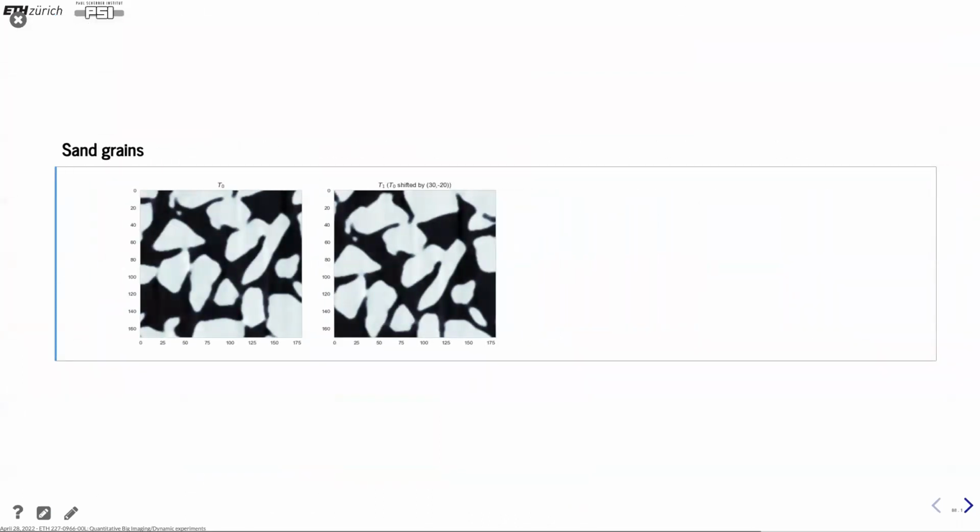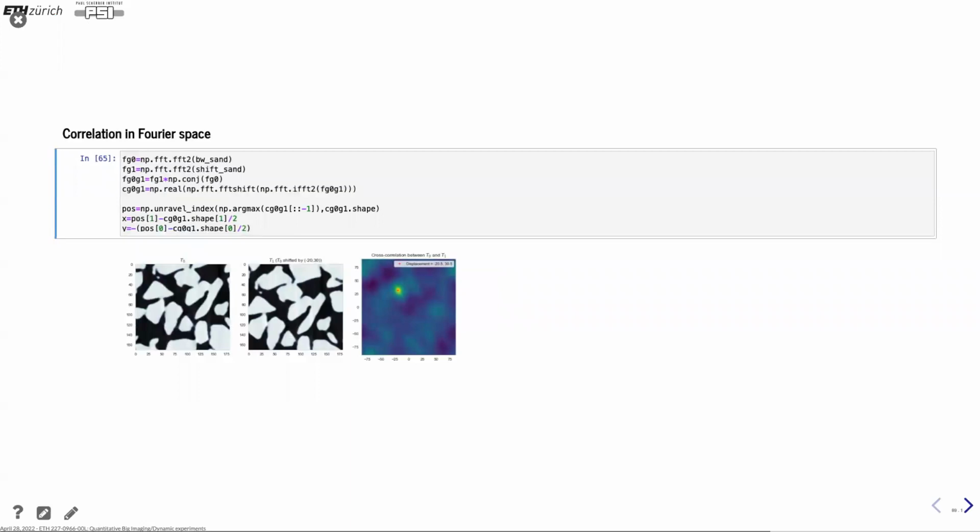We can also look at the sand grains that I showed sometimes. And here I did a displacement of 30 and -20. You can see in particular, looking at this tip here, that it has been moved. And again, looking at the correlation in the Fourier space, you get a very clear peak. There is not much ambiguity in this case.